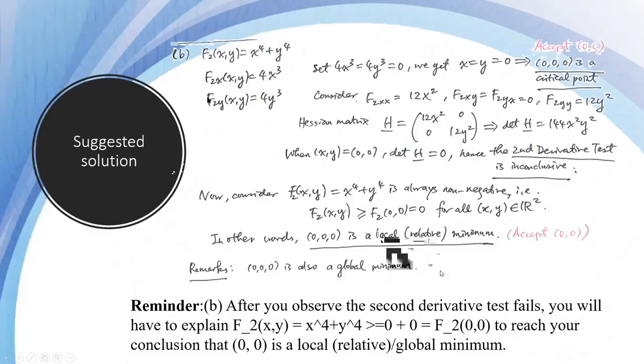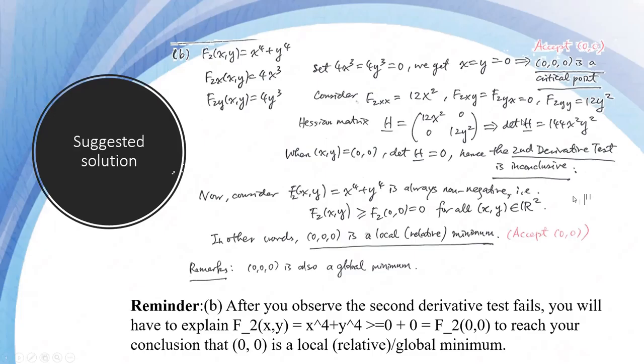So move on to the second question. We do the same trick again: first, you take the derivatives with respect to x and y to get these two functions, and then set them to 0, and you know that x equals y equals 0. So we only have one critical point. And then again, you do the second derivative test, you get this Hessian matrix, and then substituting back, you know the determinant is 0. However, this time the determinant is equal to 0, so the second derivative test is inconclusive.